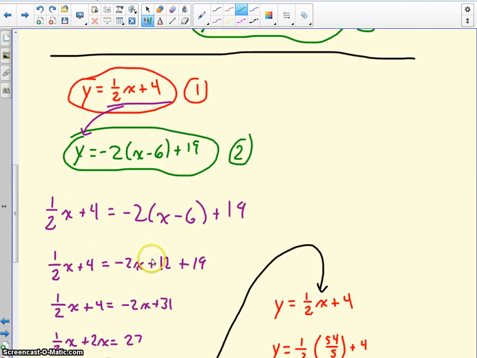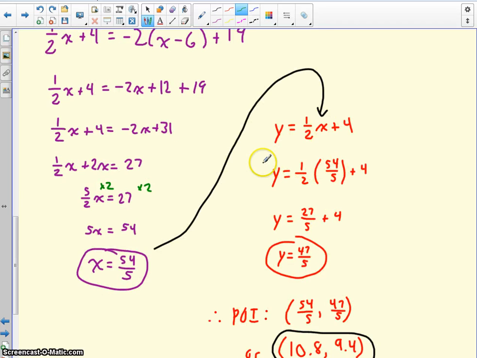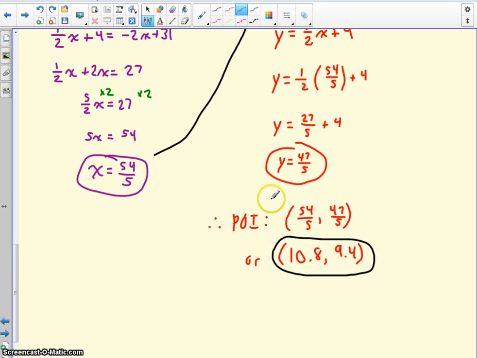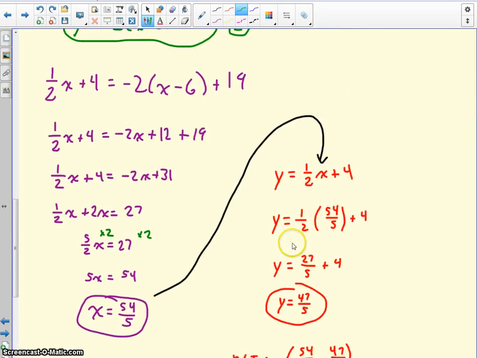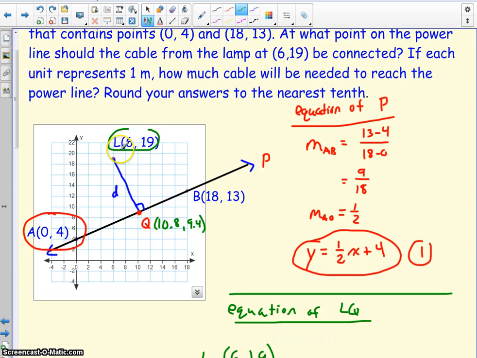I then, if you remember, using substitution or elimination, I used one of my original equations to solve for my other variable. I put the x value in here, and then working through the fractions, I get 47 over 5. So my POI is 54 over 5, 47 over 5, or if you want to use decimals because they are exact in this case, you get (10.8, 9.4). So again, what this gives me in this diagram is this point Q right here. So it's (10.8, 9.4). So now I found the point where this cable from the lamp is going to be connected.